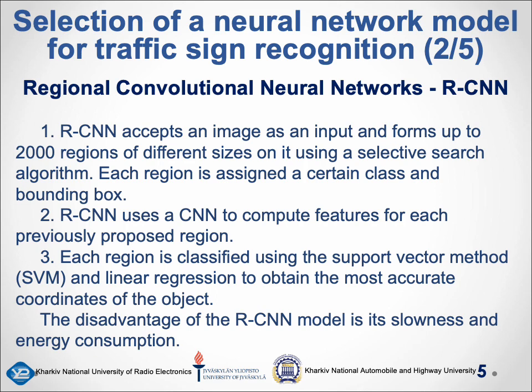RCNN, its features. First, RCNN accepts an image as an input and forms up to 2000 regions of different sizes on it using selective search algorithms. Each region is assigned a certain class and bounding box. Second, RCNN uses CNN to compute features for each previously proposed region. And third, each region is classified using the support vector method SVM and linear regression to obtain the most accurate coordinates of the object. The disadvantage of the RCNN model is slowness and energy consumption.